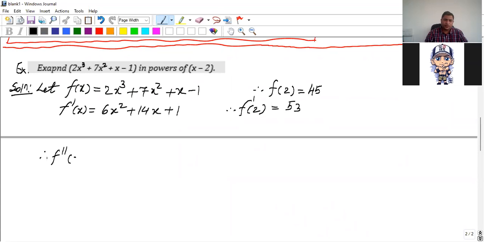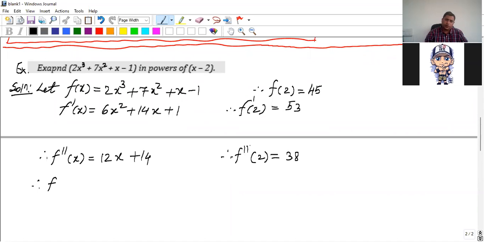So what is next? Next, we have to find another derivative. So this is going to be 12x plus 14. And hence we have to find out the value of this derivative at x is equal to 2. So what is this going to be? 38. Okay, that's good.